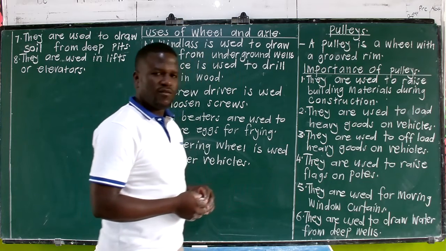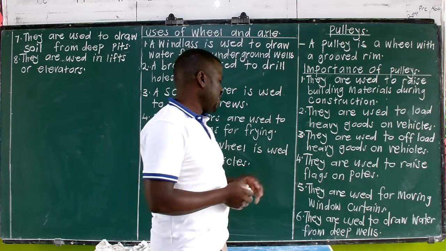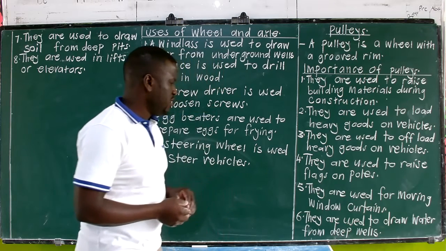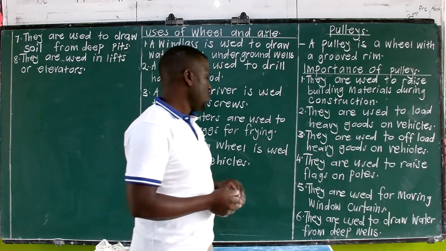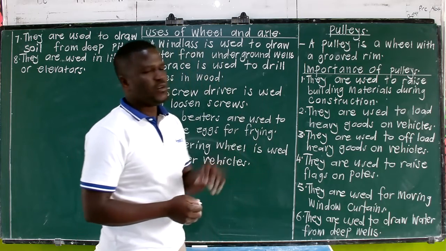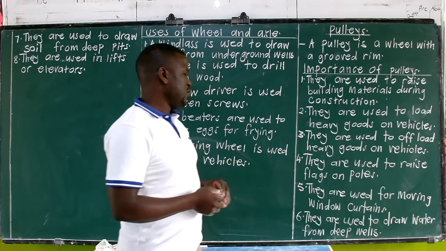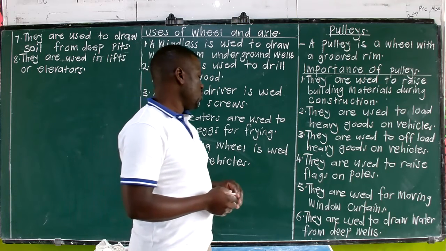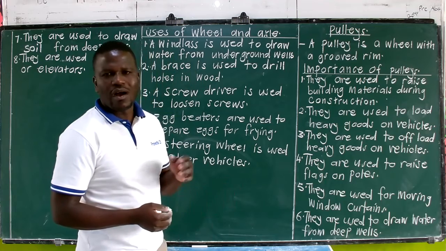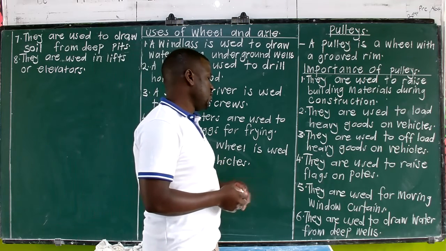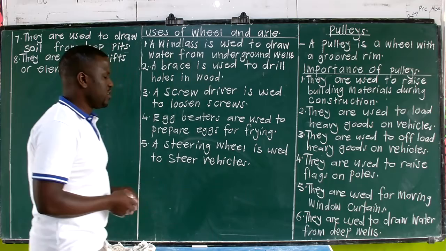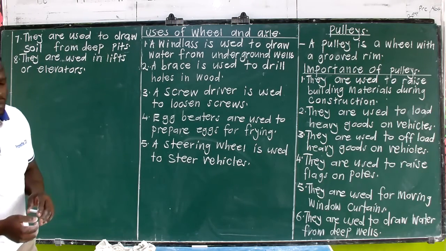Pulleys are used to raise flags on poles. Number 5, they are used for moving window curtains. There are some window curtains that use pulleys. Number 6, they are used to draw water from deep wells or underground wells. So we can use pulleys to draw water from deep wells or underground wells.